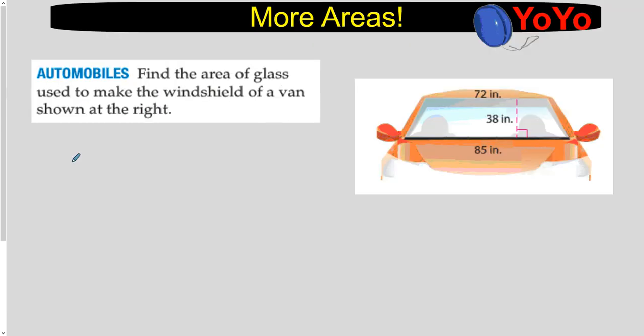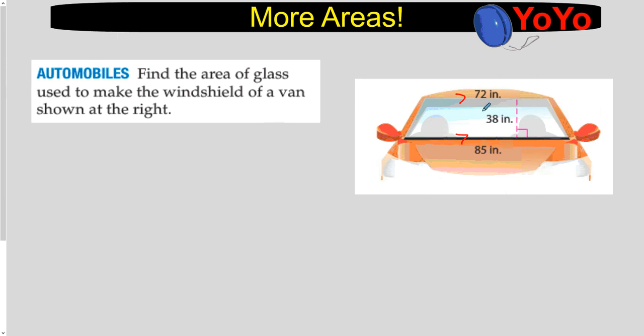So this is maybe one of the silliest quote unquote real life examples I've ever seen, because no car's windshield is flat. But let's assume that this is maybe the dorkiest car ever made and its windshield is flat. Find the area of the glass used to make the windshield of this van. So you can see it's a trapezoid. We're going to assume that the top of the windshield and the bottom are parallel. That seems like a reasonable assumption.